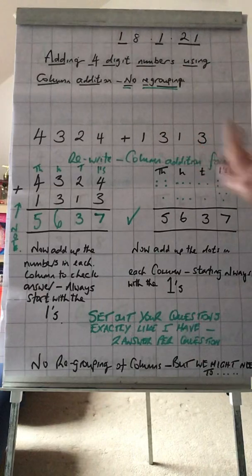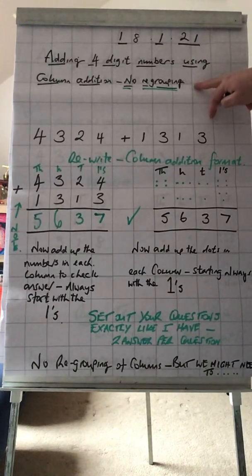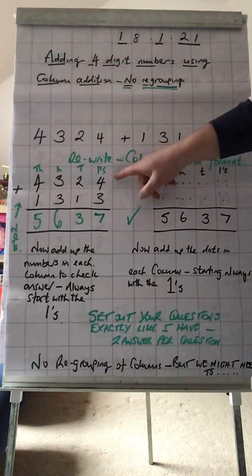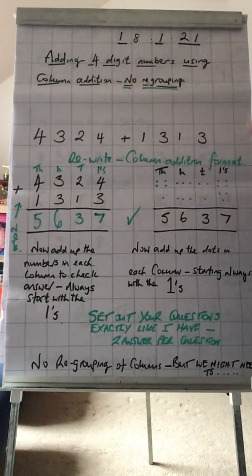As it says, today there is no regrouping. We haven't gone over the magic number, which is 10, so we can simply add up our columns. There is no need to regroup, which is why the title for today's work is no regrouping. The key is to remember to start with the ones column and to set it out as a column addition sum.